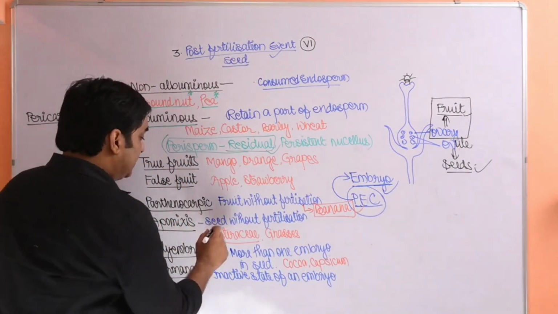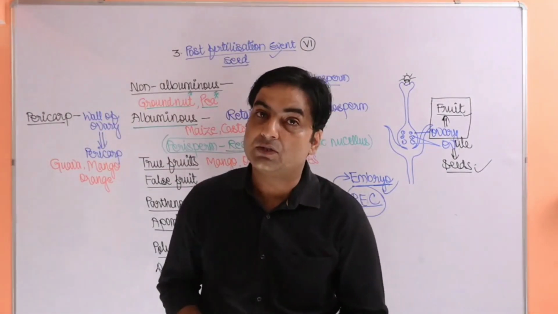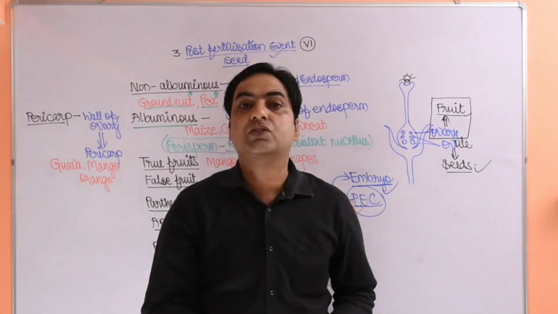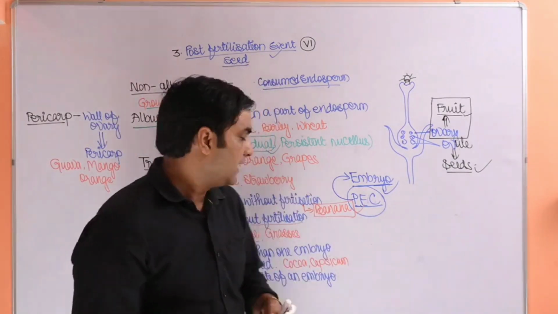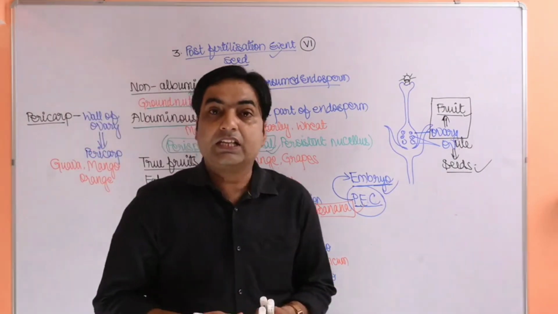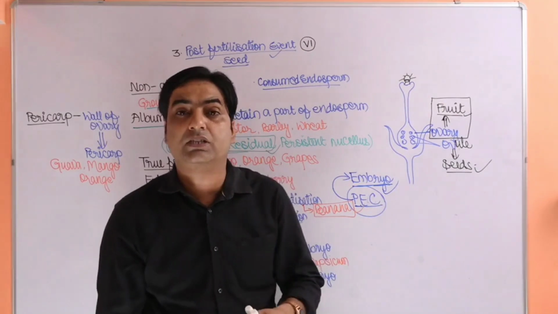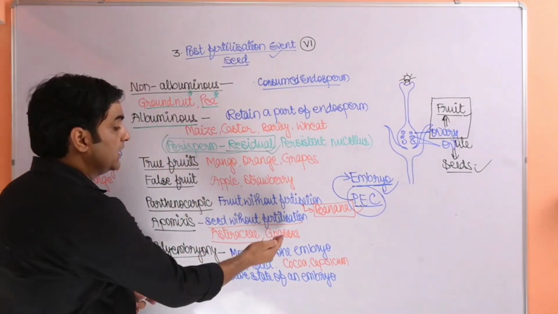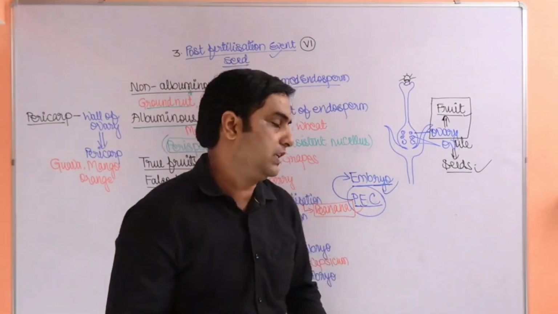Next is apomixis. Apomixis means a seed is produced without fertilization, and this will be found in Asteraceae. Asteraceae is a family of flowering plants which has been reported to have 32,000 species so far. Some grasses are also there in which seeds are produced without fertilization.